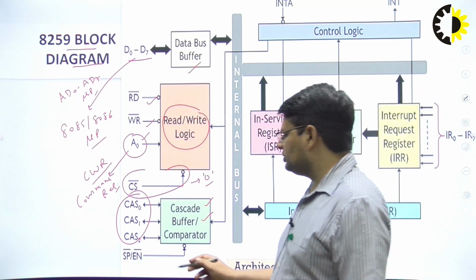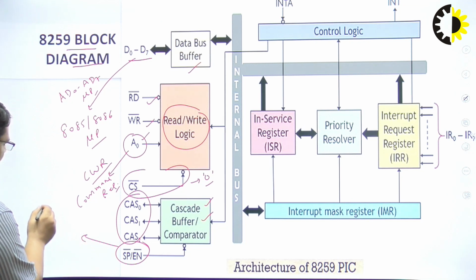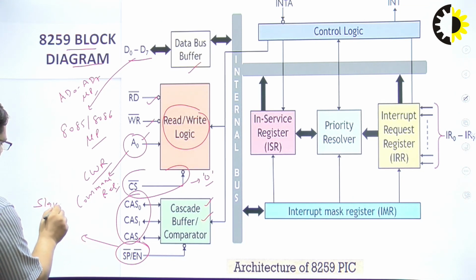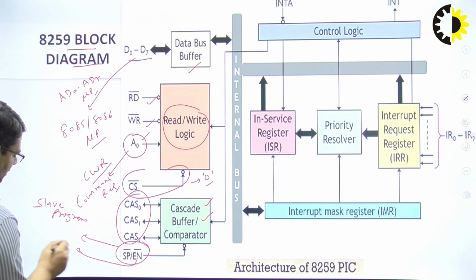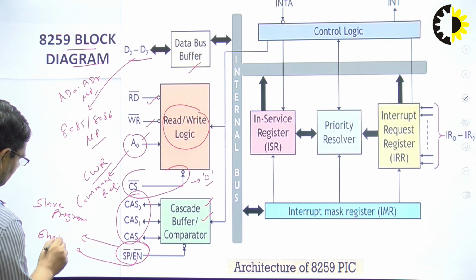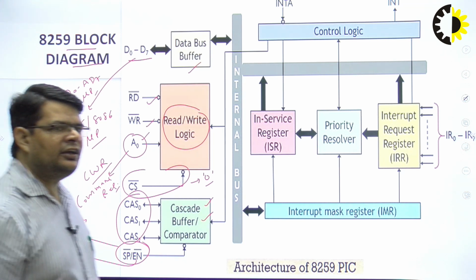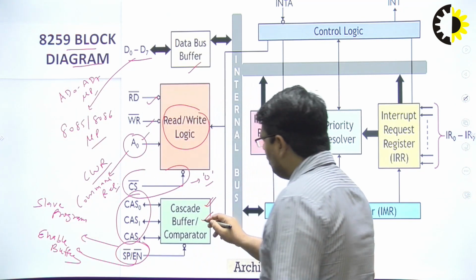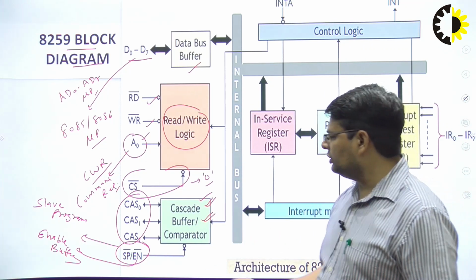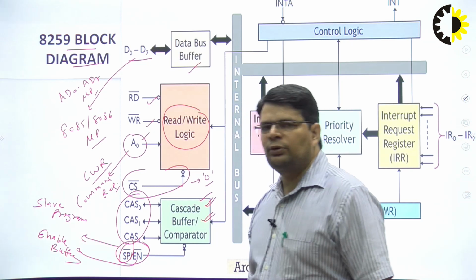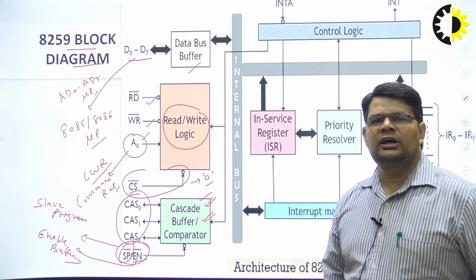And these pins are also used for selecting the slave program and enabling the buffer mode. So the 8259 can work in the cascade mode or buffer mode. In the cascade mode, we have to use the master slave configuration. So SP is used as the slave program, whereas the EN pin is used for enabling the buffer mode.